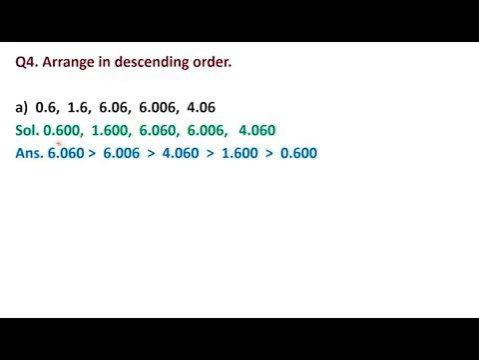Then we compare. First of all we'll compare all the whole number parts. We see here 6.060 and 6.006 both have equal whole numbers, that is 6, which is bigger than all the others. So we will compare these two numbers. We find the tenths place is 0 in both, and the hundredths place is 6 here and 0 here. So that means 6.060 is bigger than 6.006. So we'll arrange it in this manner as the descending order.